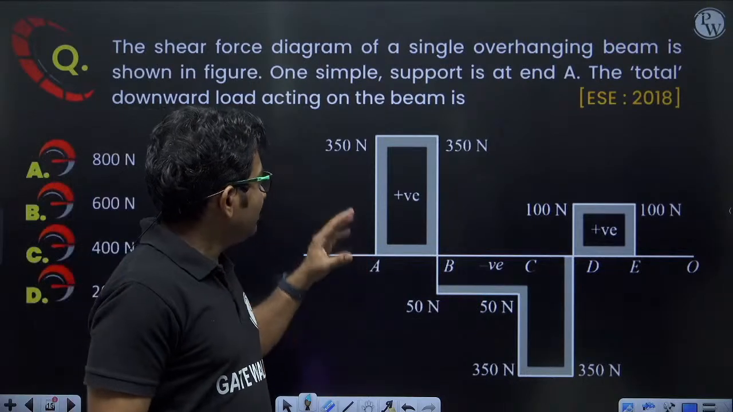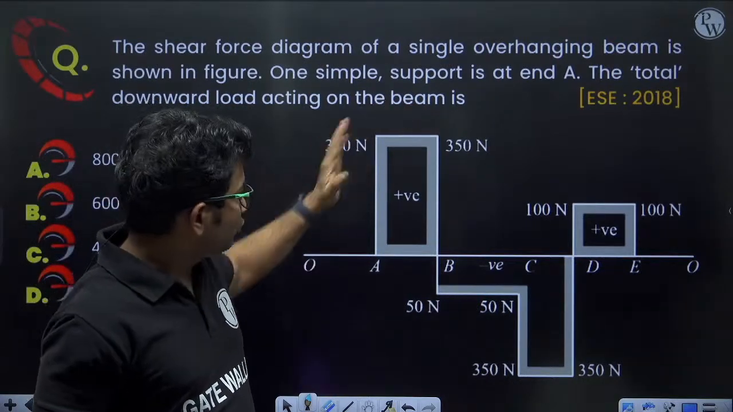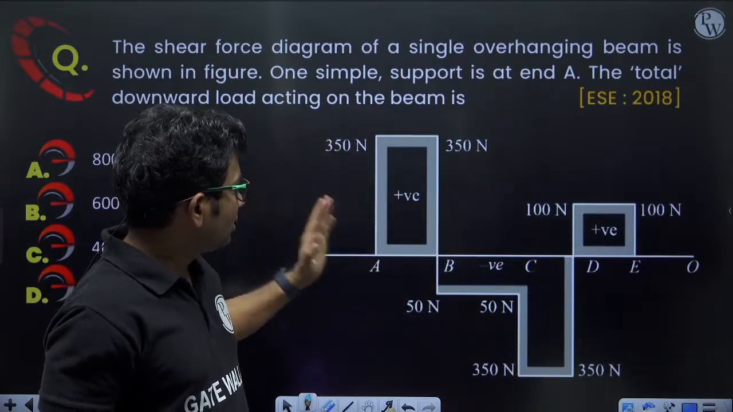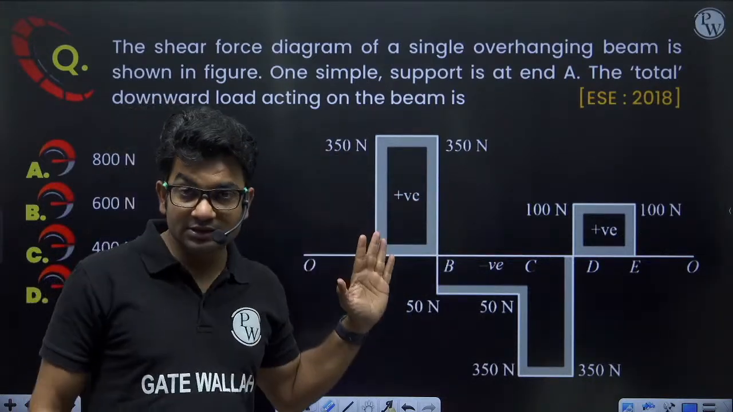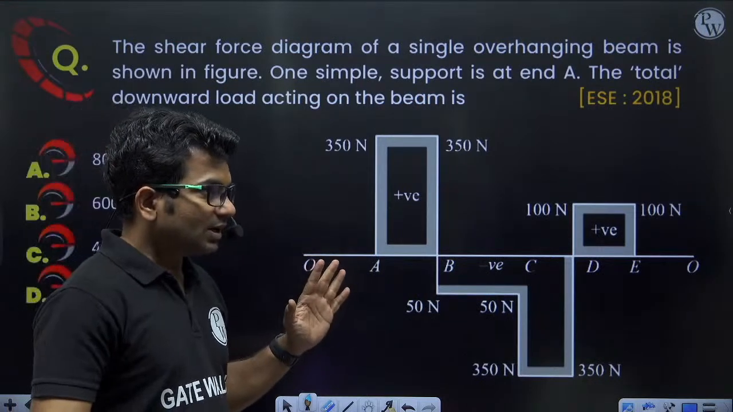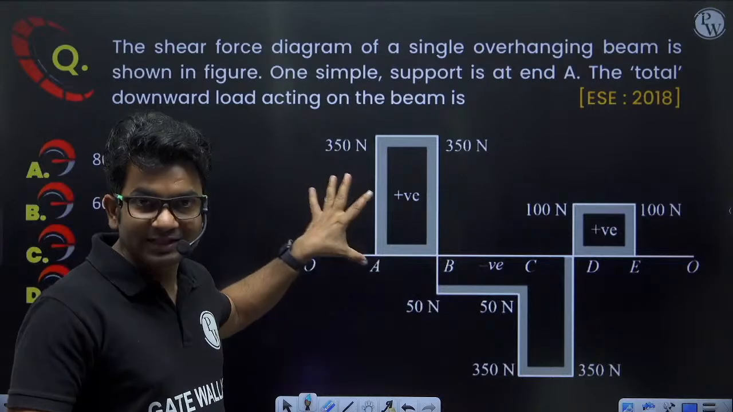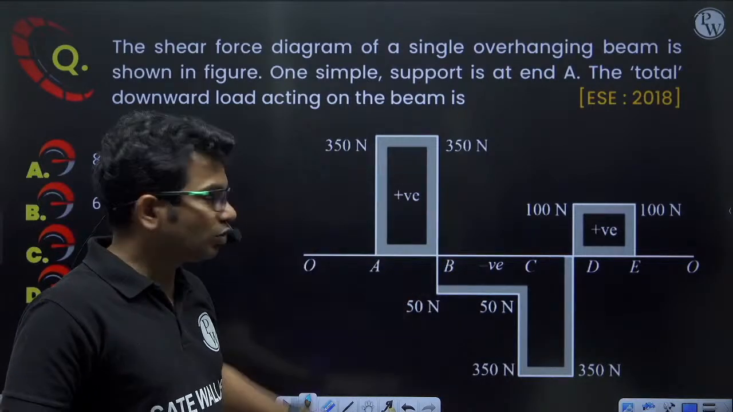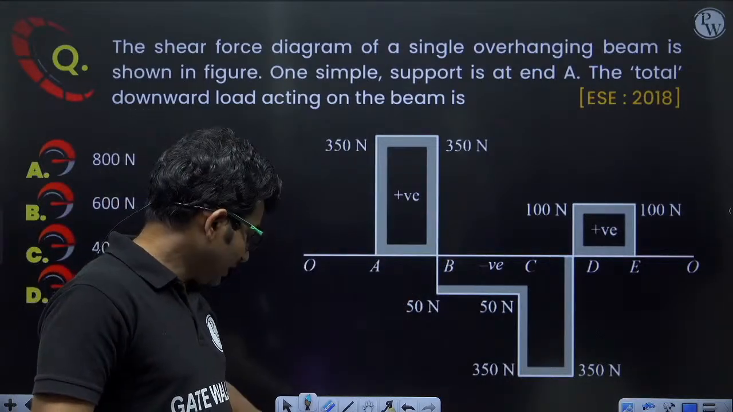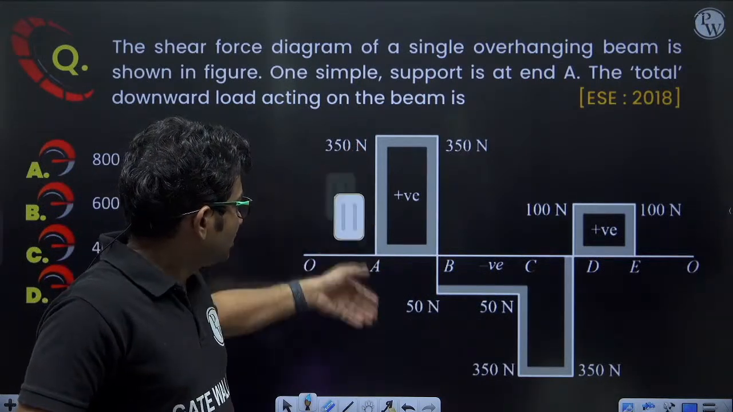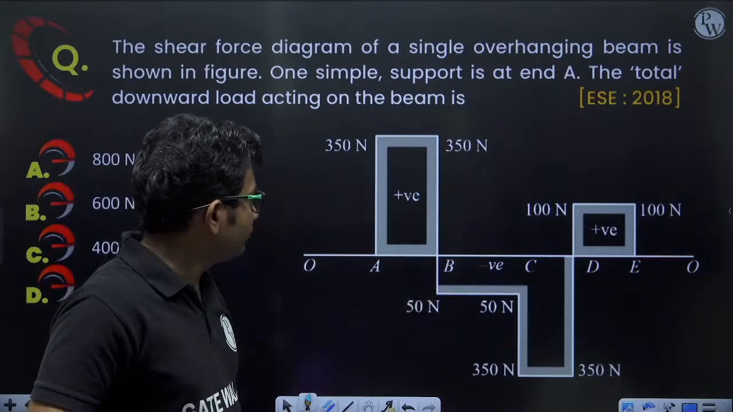So wherever there is downward load, when we move from left to right, the shear force value will drop. Whenever there is downward load, shear force will drop. In the shear force diagram there will be a drop in shear force. So this is 350 Newton. This is how much? 350 plus 50, 400 Newton.